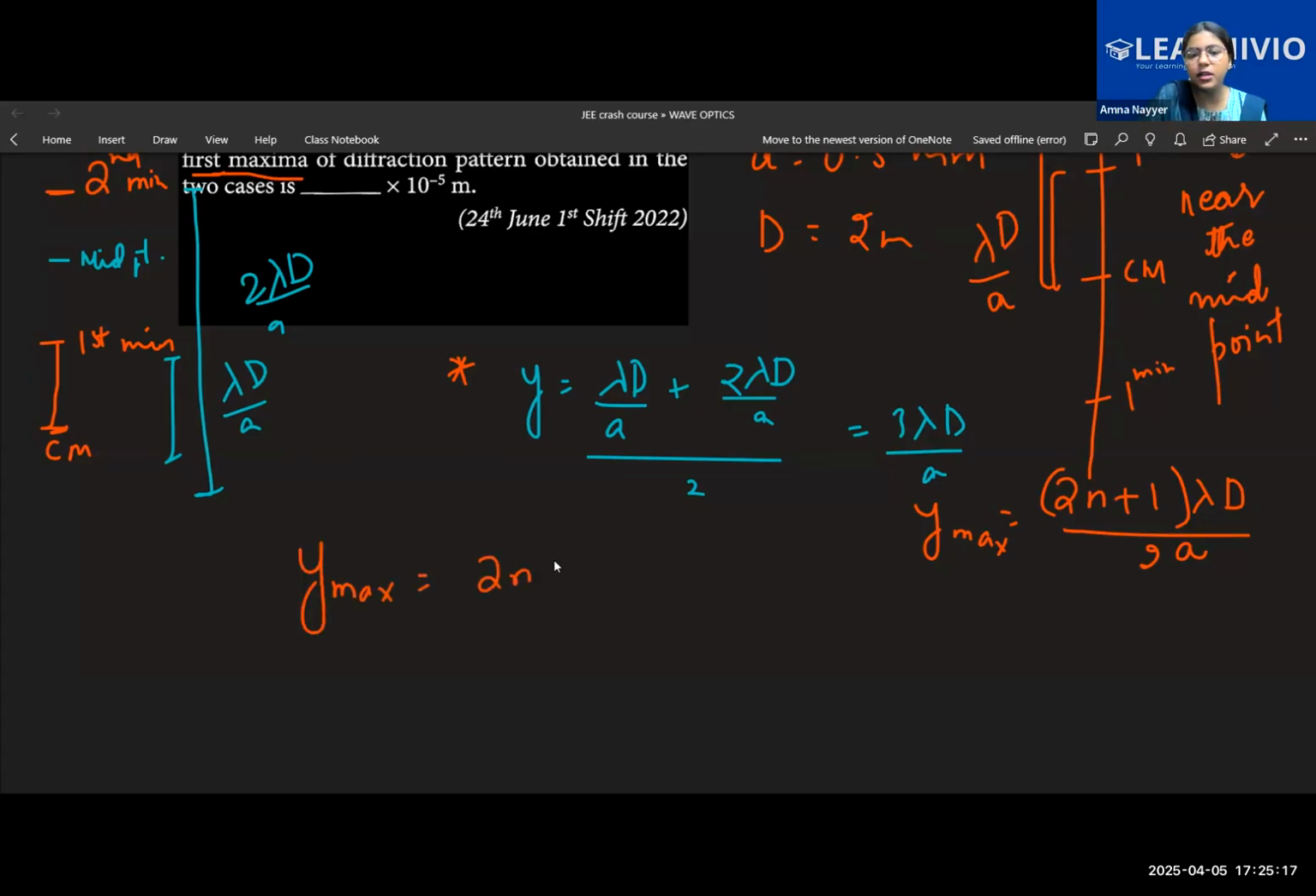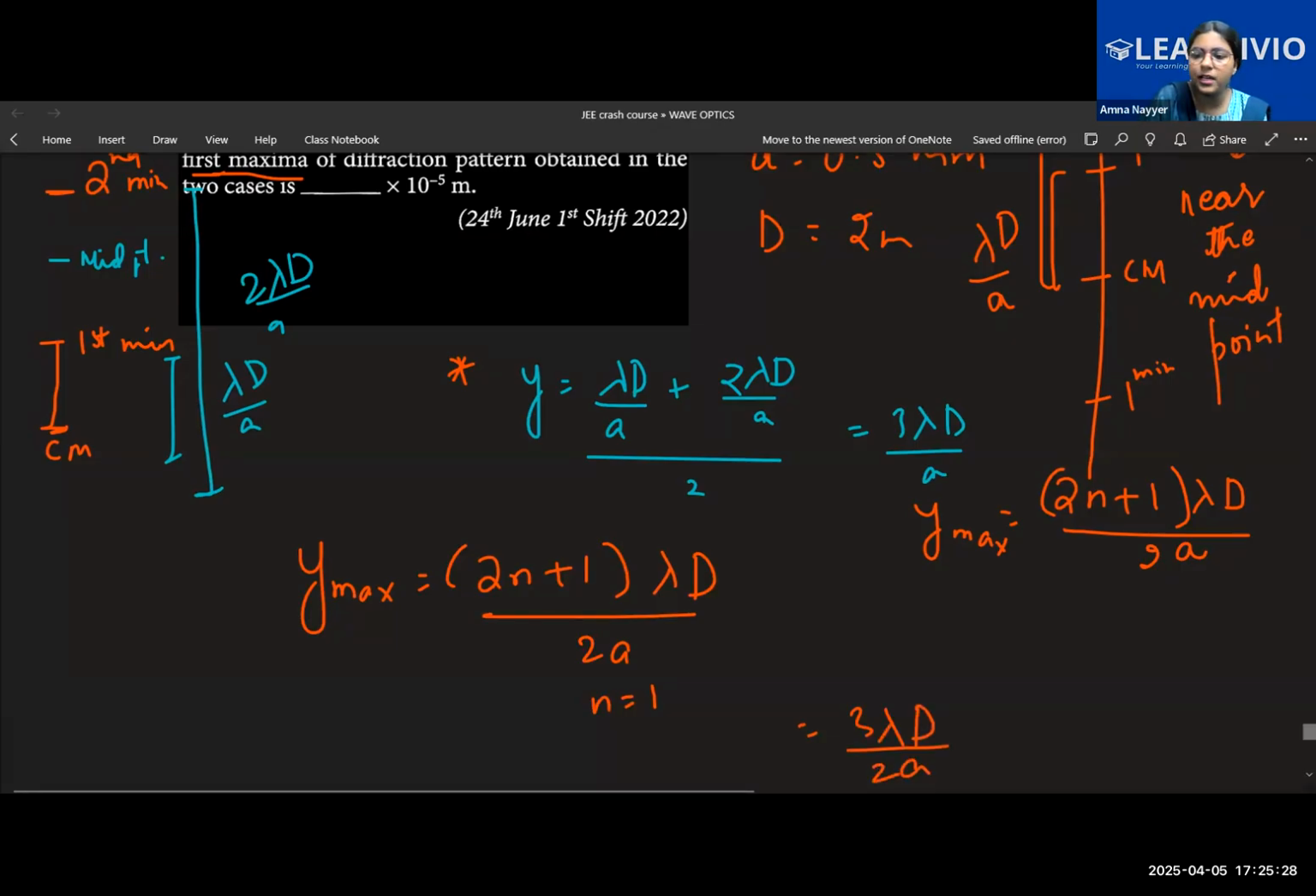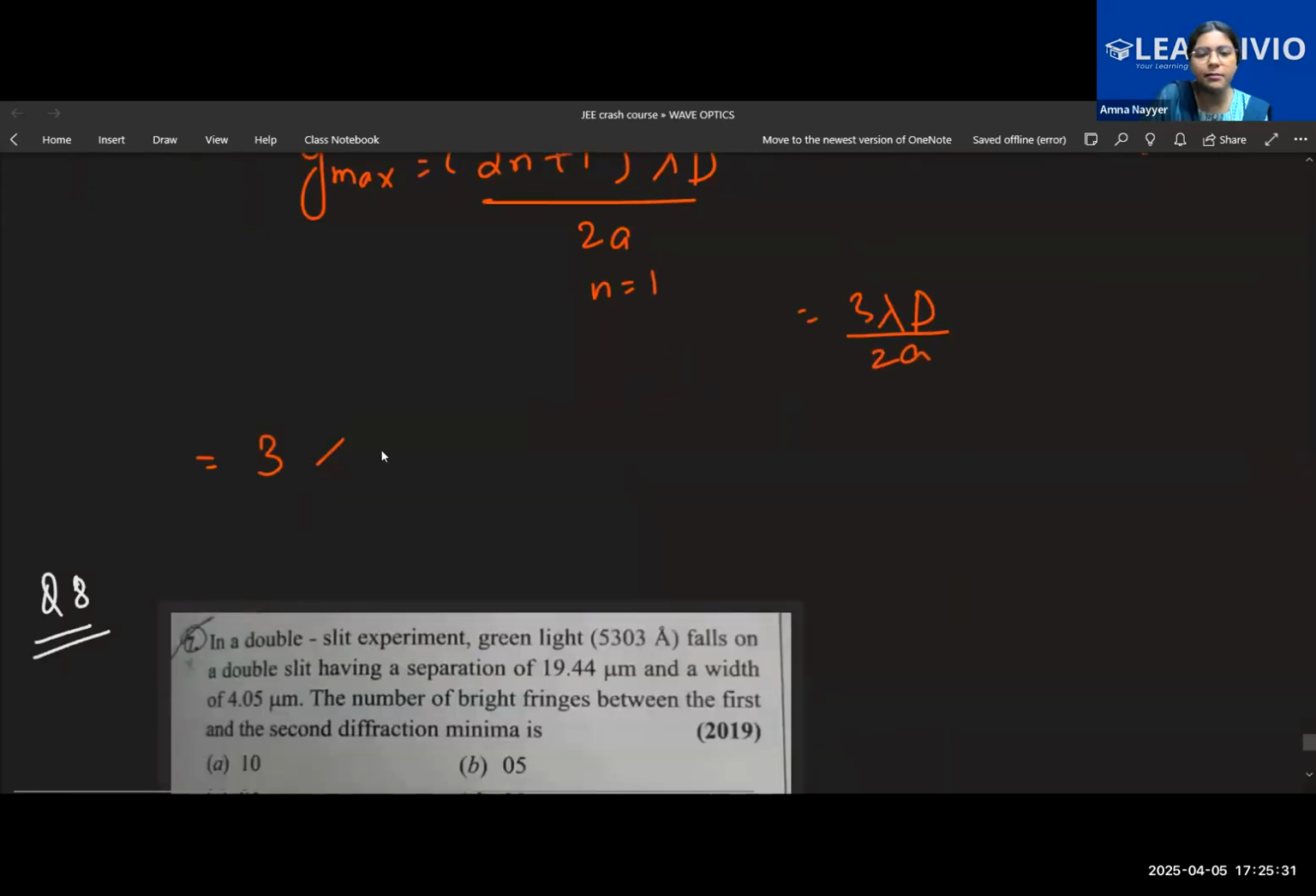Y maxima has the formula (2n plus 1) lambda D by 2a. When you put the value n as 1, this will be 3 lambda D by 2a. Directly you will get the value. Here you have to take the difference between the two, so the difference will be lambda 2 minus lambda 1. Here you are going to take 3 (lambda 2 minus lambda 1) D by 2a. For the first wave you put lambda 2, for the second wave you put lambda 1, and then take the difference.